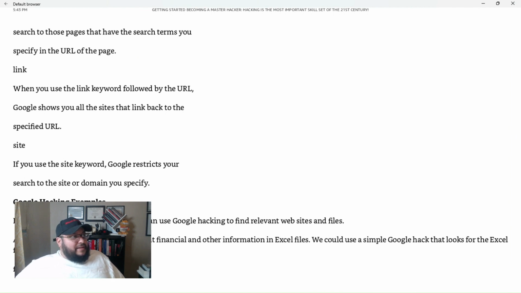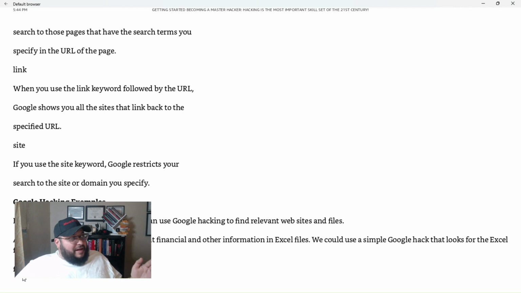Google hacking examples. Let's look at some examples of how we can use Google hacking to find relevant websites and files. This is very cool stuff. As you know, many firms store important information in Excel files. We could use a simple Google hack that looks for Excel file types, like .xls or .xlsx. Okay?